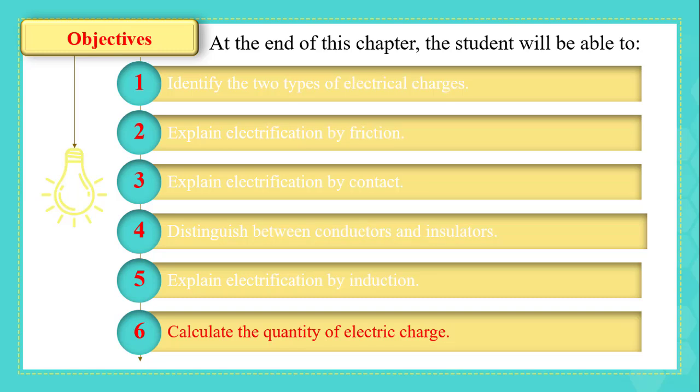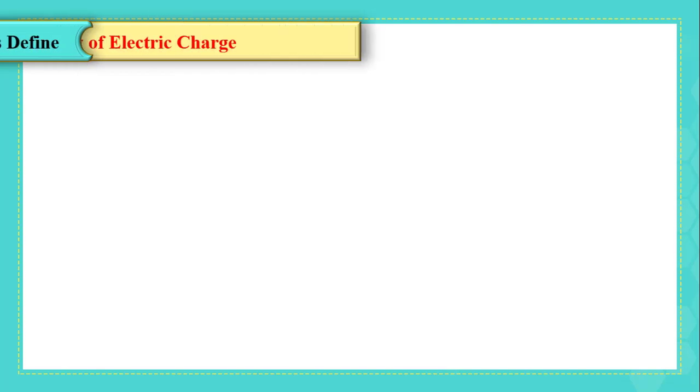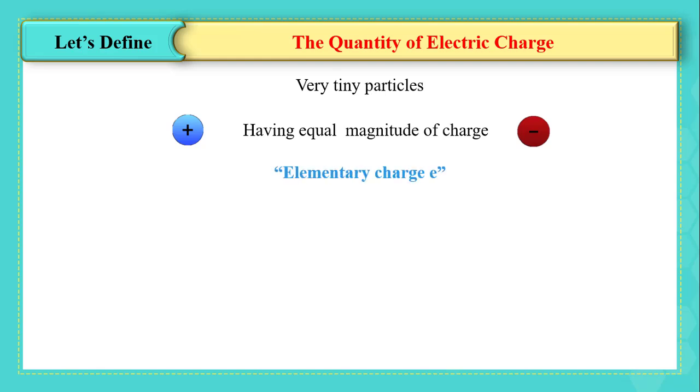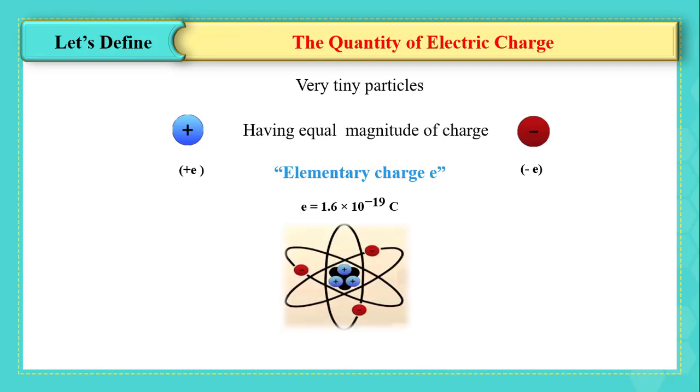Now, proton and electron are very tiny particles having equal magnitude of charge called elementary charge e. The charge of proton is plus e, while the charge of electron is minus e, with e equal 1.6 times 10 power minus 19 C. But what do we mean by C? C is the coulomb, which is the SI unit of electric charge.